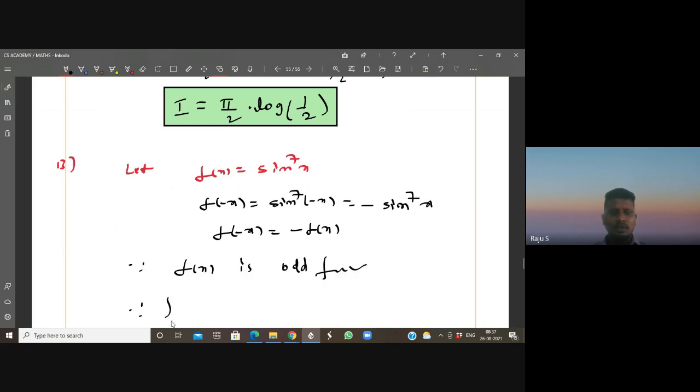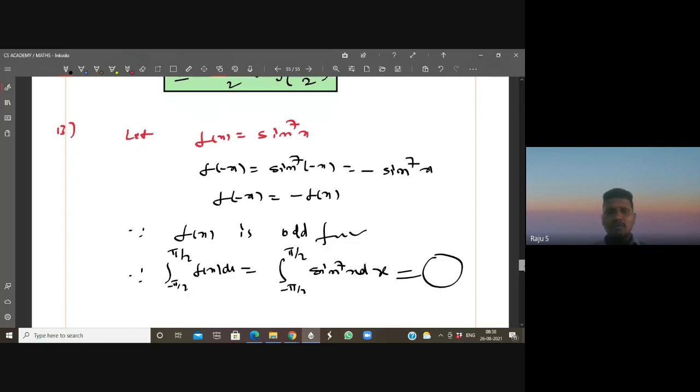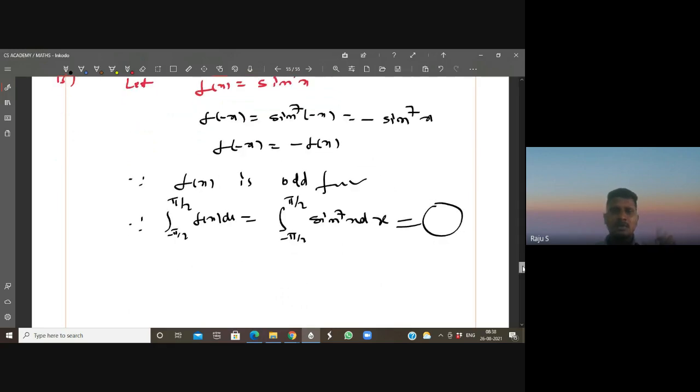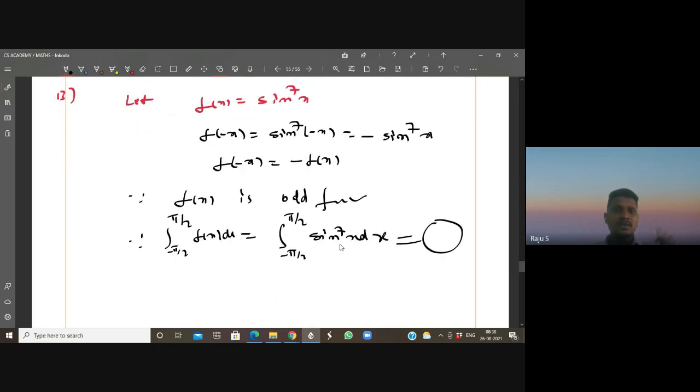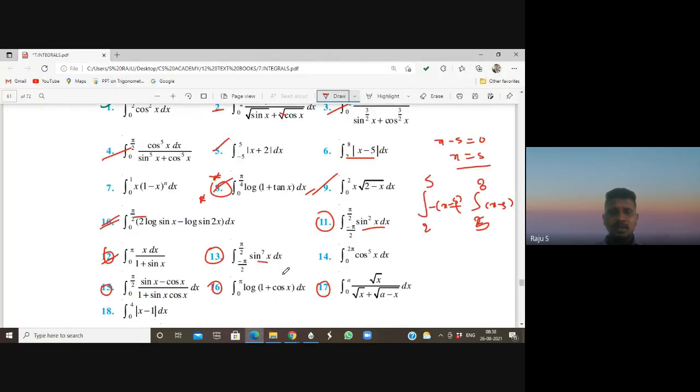Therefore here, integral from minus pi by 2 to pi by 2 of f of x dx, that is, f of x is nothing but sin to the power of 7x dx, becomes 0. For every odd function, when will it become 0? When the limits are the same and of opposite sign. Many times I repeated this word. When the limits are the same and opposite sign, for an odd function, the integral value becomes directly 0. Clear, students?